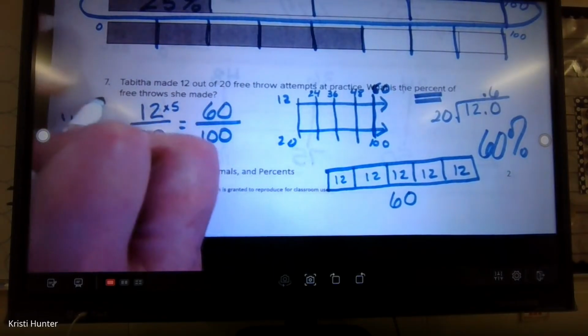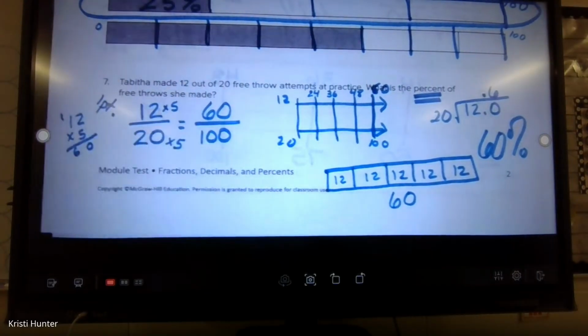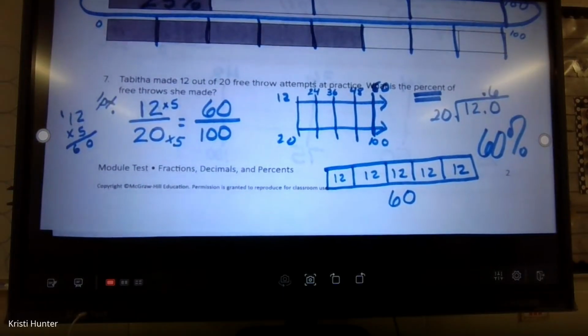This is a 1-point problem as well. You do not have to show every strategy. Use the strategy that you understand the best. Right, and that takes us to the back page, the front side of it, question number 8.